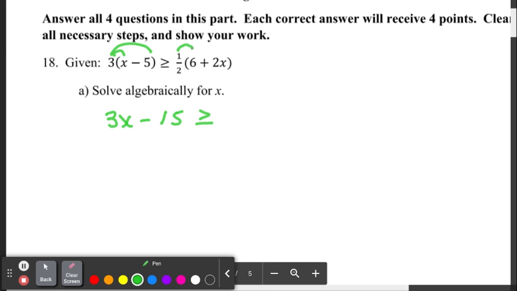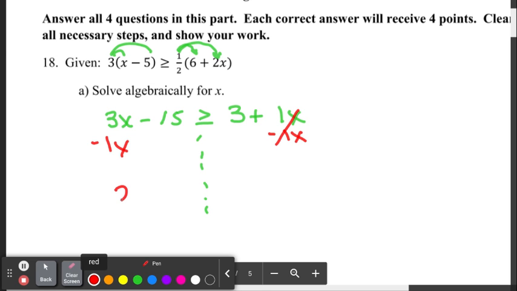Don't worry, you have a graphing calculator. 1/2 times 6 is 3. 1/2 times 2x is 1x. So here's our equal to bar. So I'm going to put the x's on the left-hand side, the numbers on the right-hand side. So I'm going to minus 1x over here. So I have 2x minus 15 greater than or equal to 3. Add 15 on both sides.